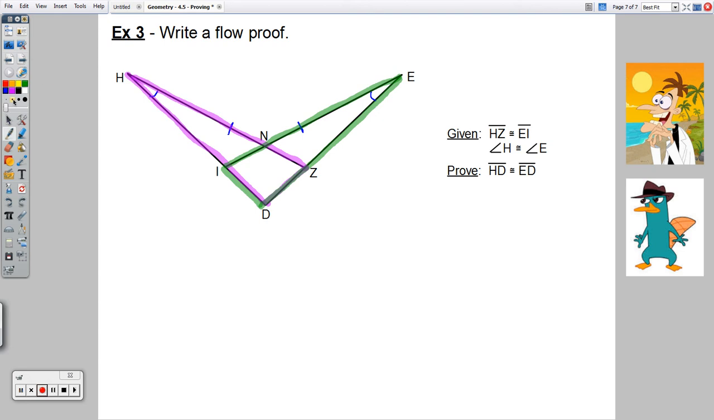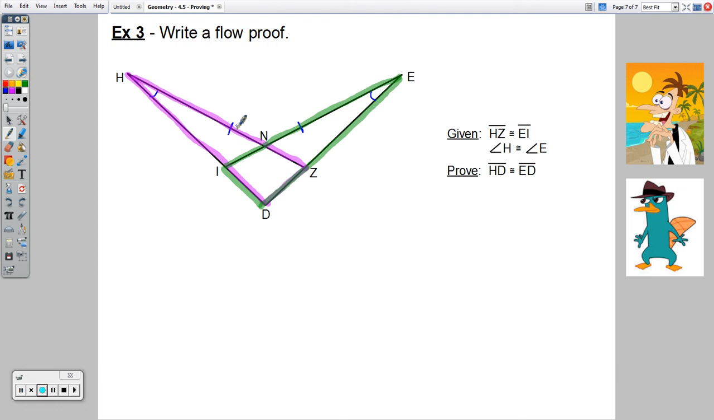Now you might ask, why would that be useful? Well, if I proved that this triangle was congruent to this one, the purple to the green, then I would have these corresponding parts, HD and ED, in these two triangles. I could use CPCTC to prove that those corresponding sides are congruent.